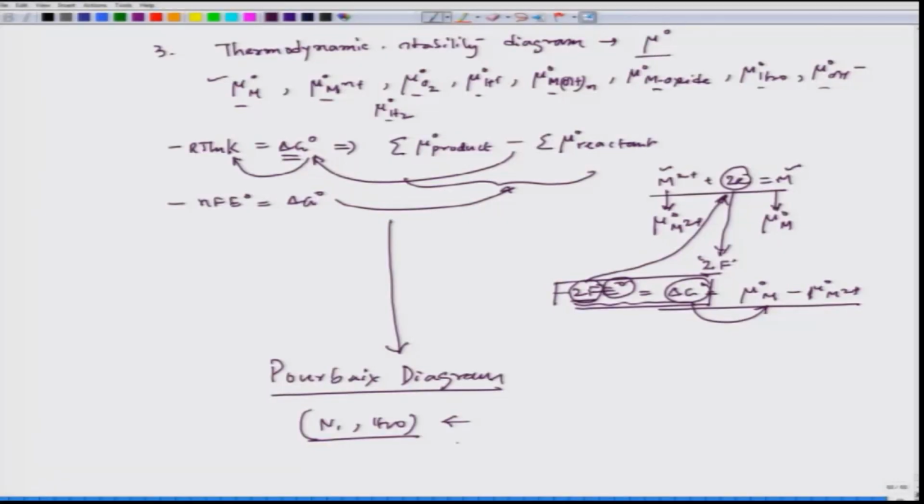So, let us stop here. We will continue our discussion in our next lecture, where we will start with the Pourbaix diagram calculation in the case of the nickel H2O system. Thank you.